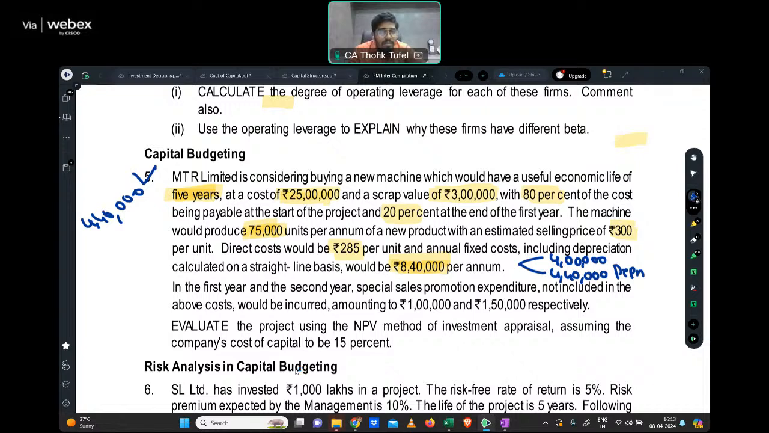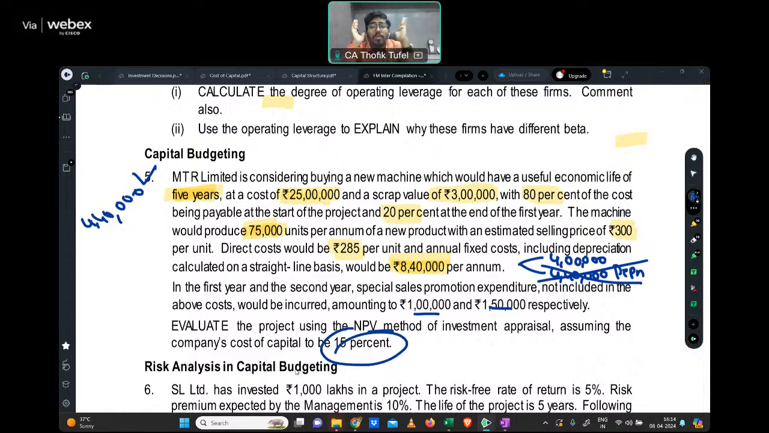Tax கொடுத்திருக்காங்களா? ஓ tax கொடுக்கல. So tax கொடுக்கலன்னா நீ depreciation direct அப்படியே remove பண்ணிடலாம். ஓகேவா? So don't minus 8,40,000, minus only 4 lakh rupees. That is what they're trying to tell. ஏன்னா tax இல்லை. Tax இருந்தா minus பண்ணிட்டு then you have to add back. Now in the first year and second year, one more expenditure you'll be having, which is 1 lakh and 1,50,000 rupees. So now calculate the NPV if the discounting rate is 15%.